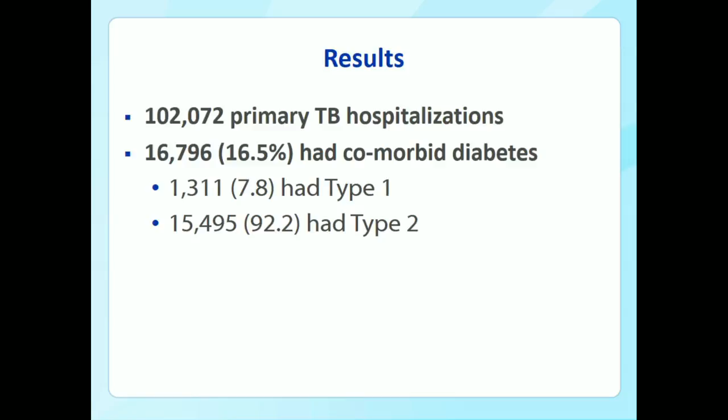During the 12-year study period, we identified just over 102,000 primary TB hospitalizations. 16,796, or 16% of those, had comorbid diabetes. The vast majority of these, 92%, were related to type 2 diabetes.